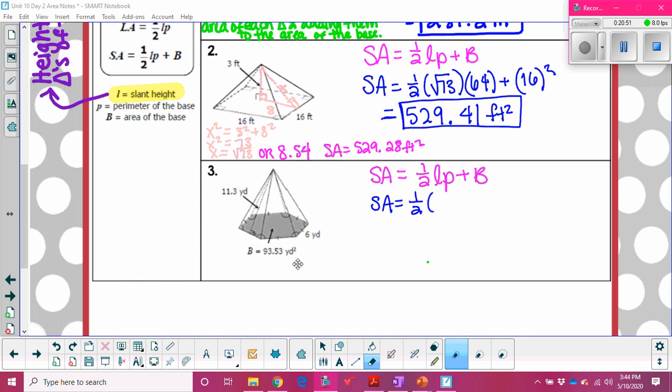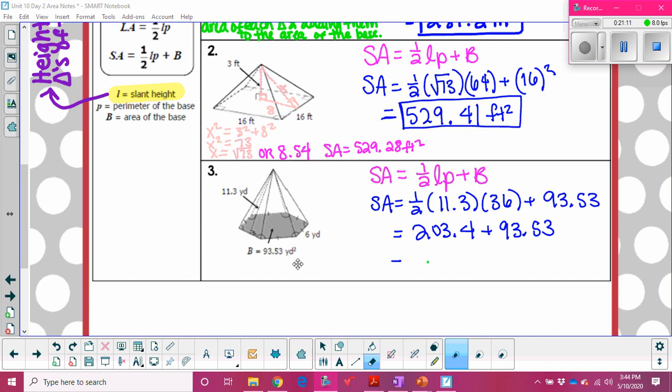So your slant height was 11.3. The perimeter was 36. And the area of the base is 93.53. You put all of that in your calculator. If you want to break it out, this first part would give you 203.4 plus 93.53. Add those together, and you get 296.93 square yards.